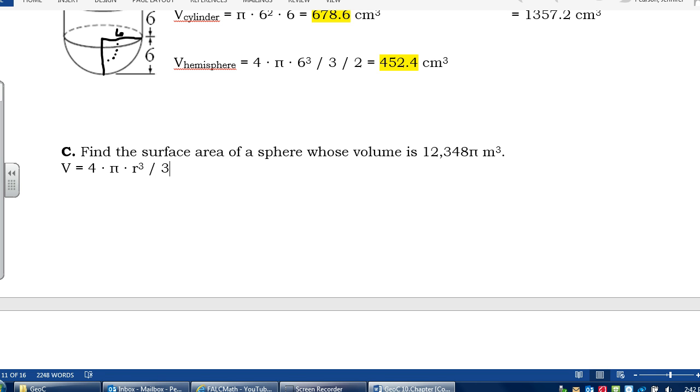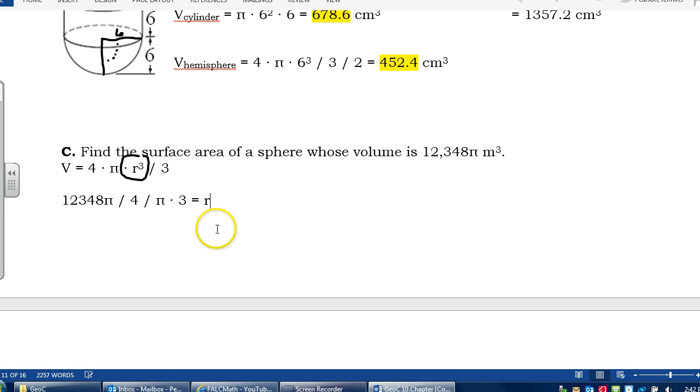Volume is 4 pi r cubed over 3. So if I am undoing this formula, we do the opposite of everything. My formula started with a 4, so I'm going to divide by a 4. Next I have a times pi, so I will divide by a pi. I have a times radius cubed, but radius is what we're solving for, so we are going to skip the one that we're solving for. And then I have a divide by 3, so I will multiply by 3.